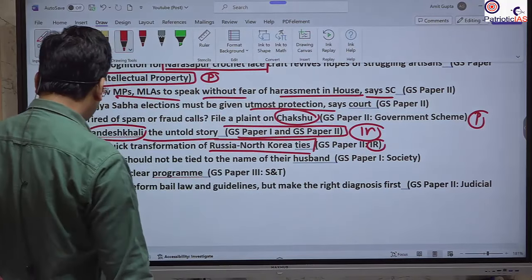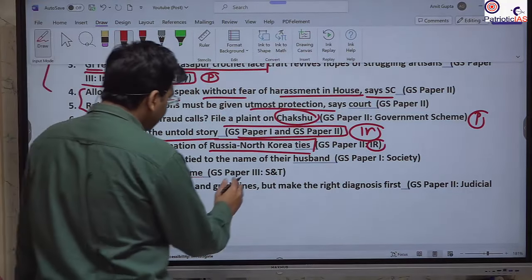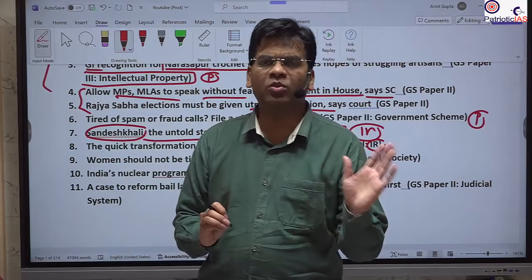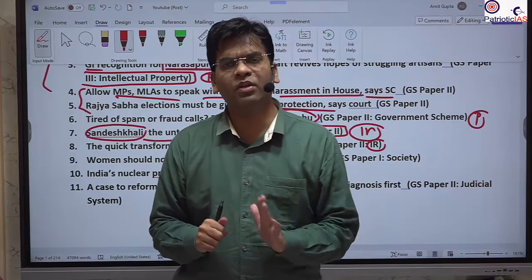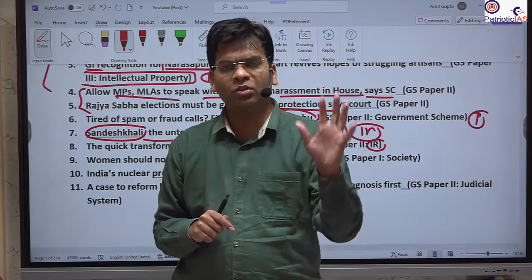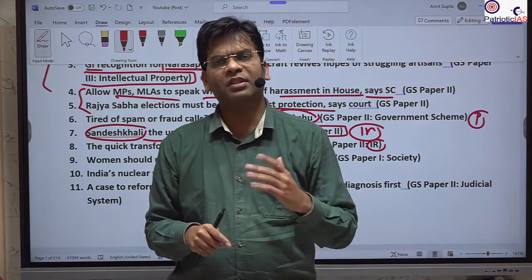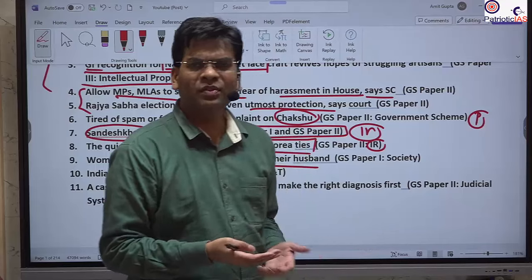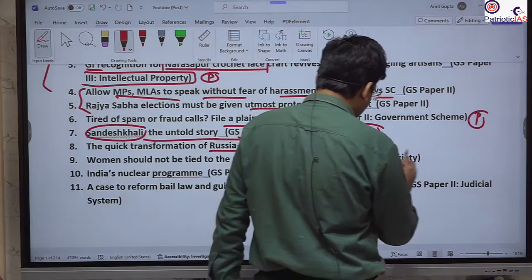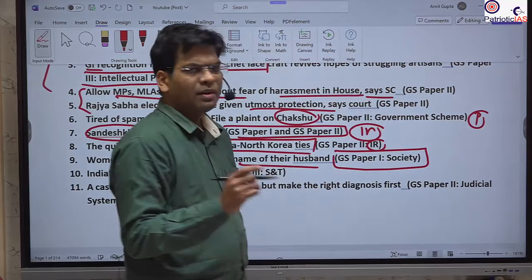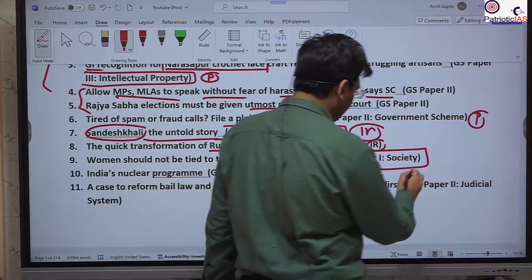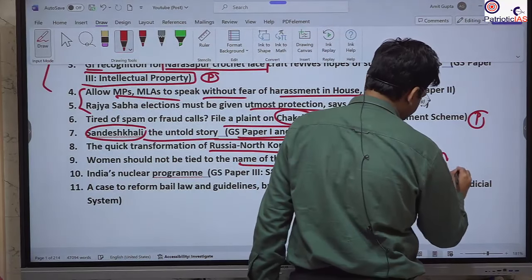And after that, we will study that women should not be tied to the name of their husband. There is a very complicated notification from the government that if you are divorced from your husband, you must go and take permission to use your name without the surname previously taken from your husband. This is very unequal, and it shows how the gender gap and the mentality of a patriarchal society exist. So GS paper 1, society section, for the mains.